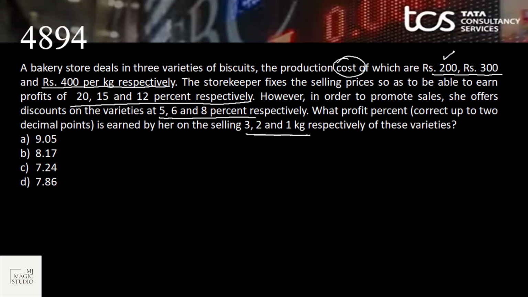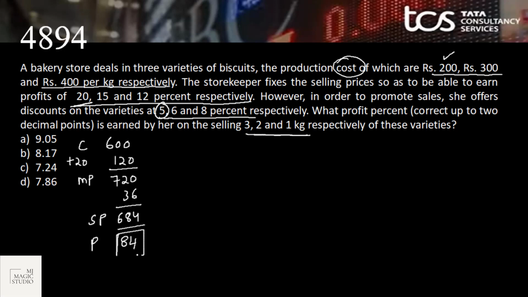Let's start with the first variety. Cost price is 200 and she has sold 3 kgs. 200 into 3 is 600. This is the cost price and she is planning to make a profit of 20% on it. Add 20% of this, that is 120. So the marked price is 720. But in order to promote sales, she needs to give a 5% discount on this. So 5% of 720 is 36. Now what is the actual selling price here? 720 minus 36, so it would be 684. Here the profit is 84 rupees.